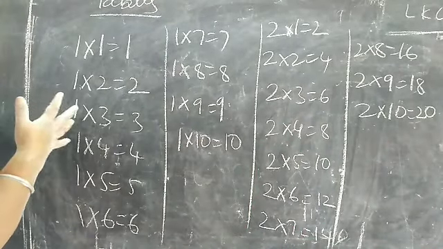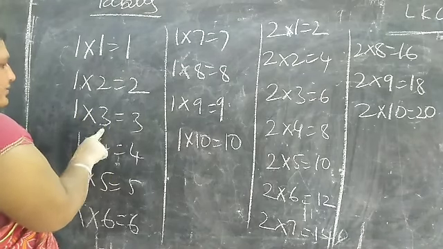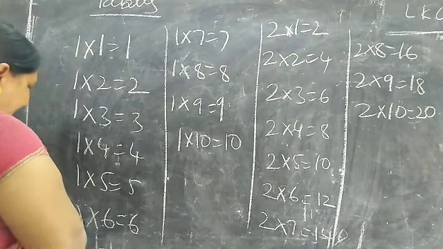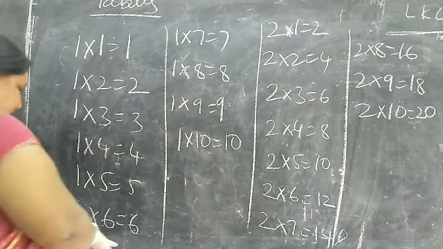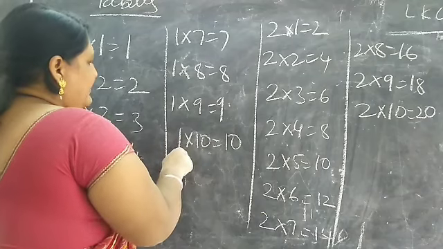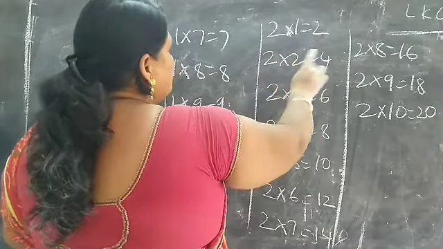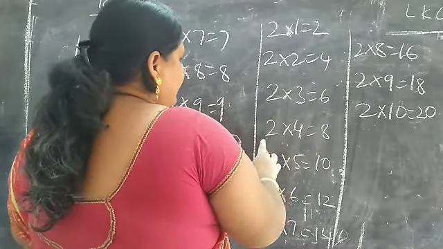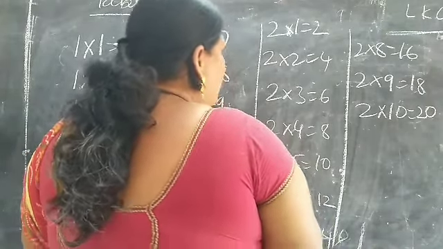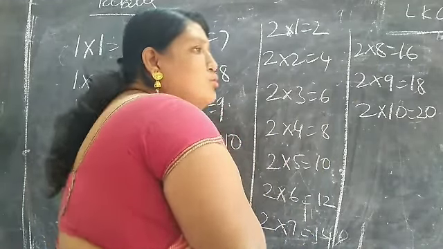So everyone repeat, children. 1 ones are 1, 1 twos are 2, 1 threes are 3, 1 fours are 4, 1 fives are 5, 1 sixes are 6, 1 sevens are 7, 1 eights are 8, 1 nines are 9, 1 tens are 10. 2 ones are 2, 2 twos are 4, 2 threes are 6, 2 fours are 8, 2 fives are 10, 2 sixes are 12, 2 sevens are 14, 2 eights are 16, 2 nines are 18, 2 tens are 20.